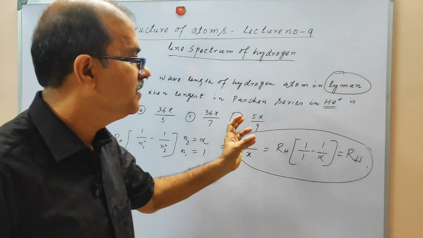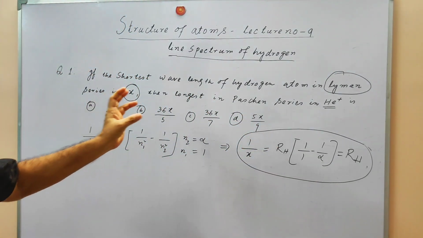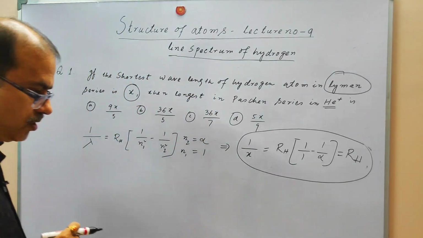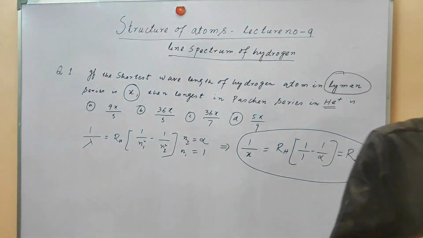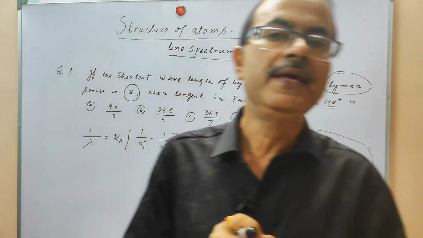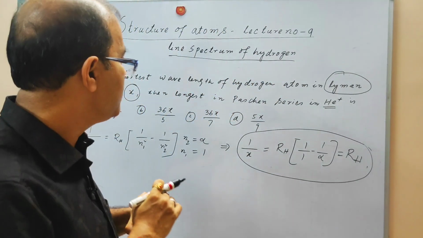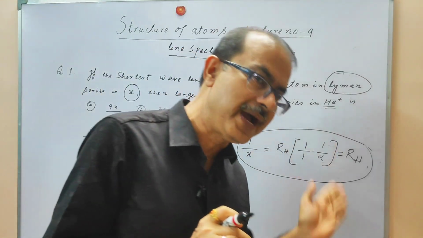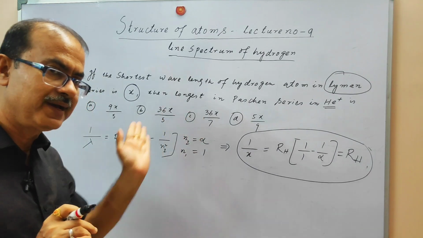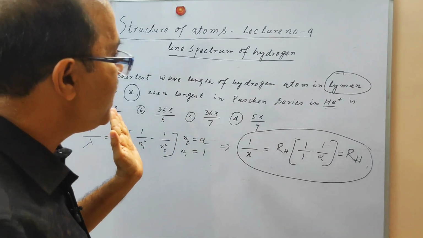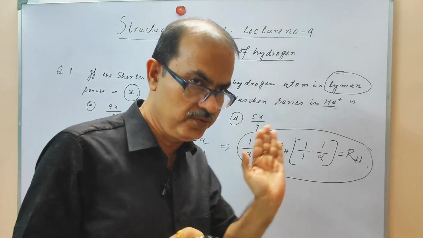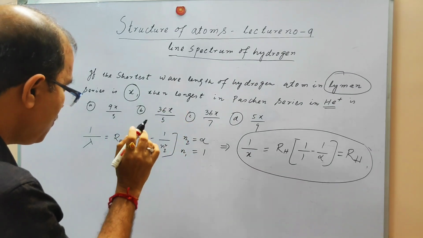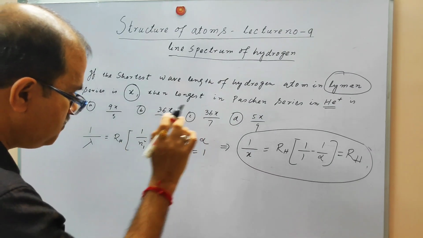Now the longest wavelength in the Paschen series. The Paschen series is where the electron falls back to n equal to 3. For the Paschen series, the electron falls back to n equal to 3 from n equal to 4 for the longest wavelength. For Balmer it will be n equal to 2. So for the Paschen series, the longest wavelength will be in He plus 1.